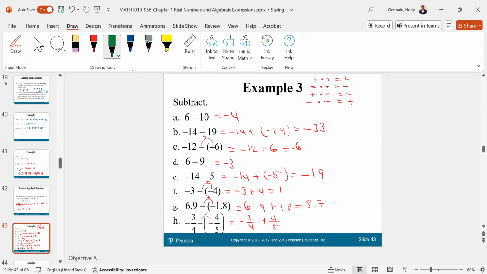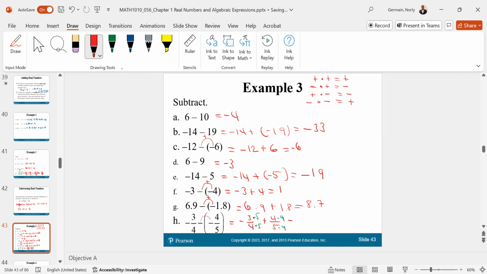So we know 8 divides 4 but doesn't divide 5, 10 divides 5 but doesn't divide 4, 12 divides 4 but not 5, 15 divides 5 but doesn't divide 4, and 16 divides 4, not 5. So the first number that can divide both is 20. So we can say that 20 is the least common multiple. We multiply by 5, we multiply by 5, we multiply by 4, and we multiply by 4.